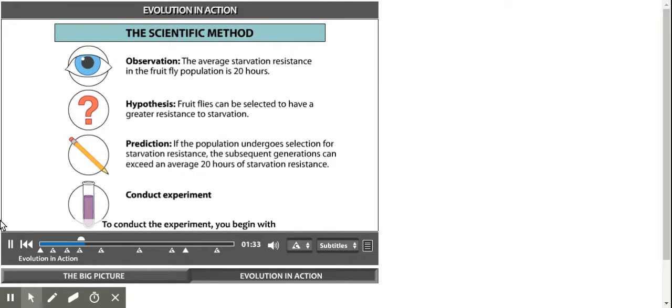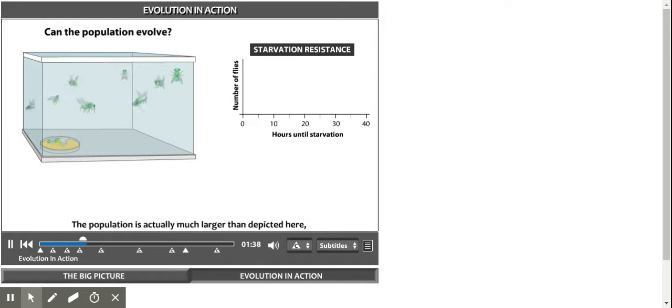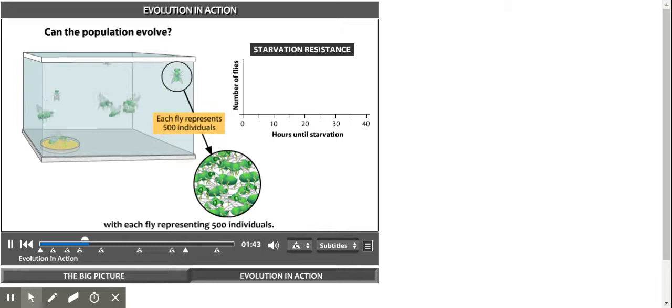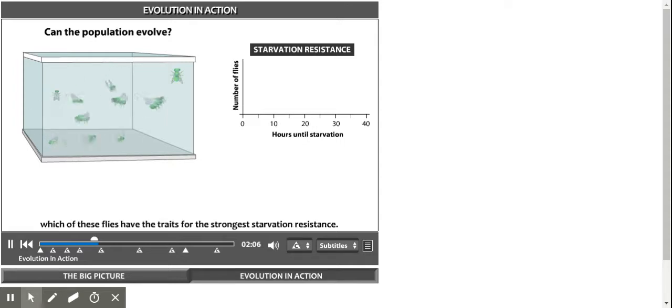To conduct the experiment, you begin with a large number of flies in the cage. The population is actually much larger than depicted here, with each fly representing 500 individuals. Therefore, the population consists of about 5,000 flies. As before, you begin by removing the food. Note that the flies in this experiment are highly variable in their traits for starvation resistance, and that these variations exist even before our experiment begins. The experiment simply allows us to identify which of these flies have the traits for the strongest starvation resistance.